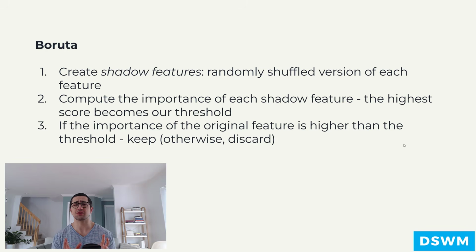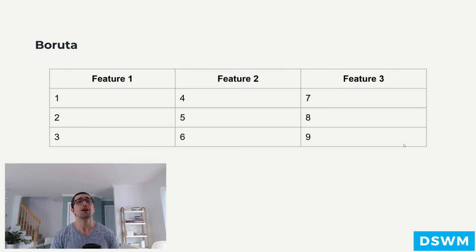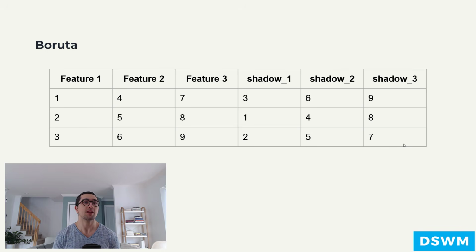Now, this is a bit hard to understand just with text. So let's just illustrate it with a quick example. So suppose that we have this data set here. We have 3 features, okay? And we're going to run through Boruta. So first step, create shadow features, okay? So as you can see, shadow 1 is a shuffled version of feature 1, shadow 2 a shuffled version of feature 2, and shadow 3 a shuffled version of feature 3.